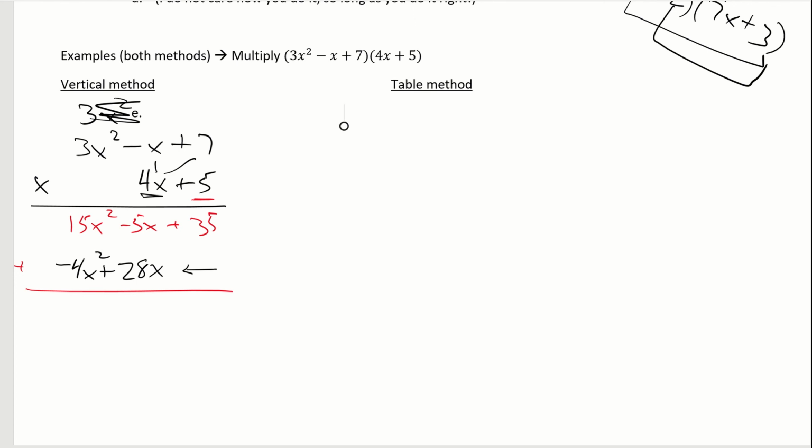And then finally, this one. 3 times 4 is 12, x squared times another x is x cubed. So we have 12x cubed, and we're supposed to add it all together. Okay? So what you do is column by column, just like arithmetic. 35, and there's nothing underneath it, so it drops down: plus 35.